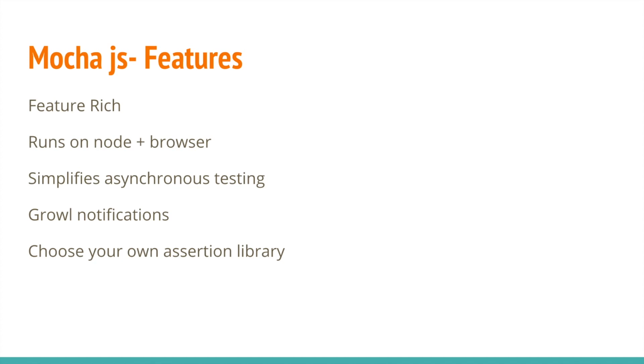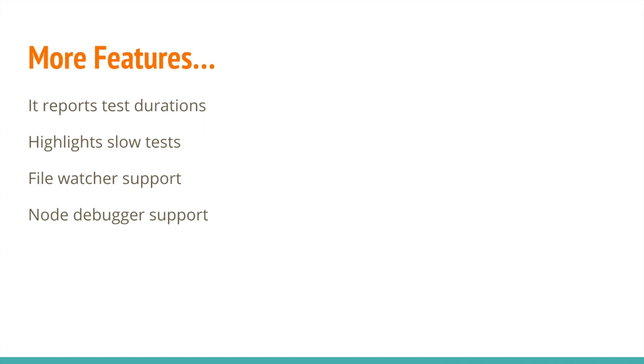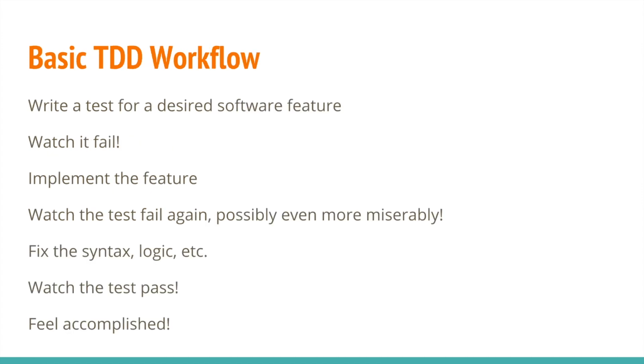It runs on Node and browser, simplifies asynchronous testing, has growl notifications, and you can choose your own assertion library. There are a few more features here. It reports test durations, it can highlight slow tests, and has file watcher support and node debugger support as well. This is the basic TDD workflow. Here you write a test case for a desired software feature and you watch it fail because of course you haven't coded it yet. Then you implement the feature.